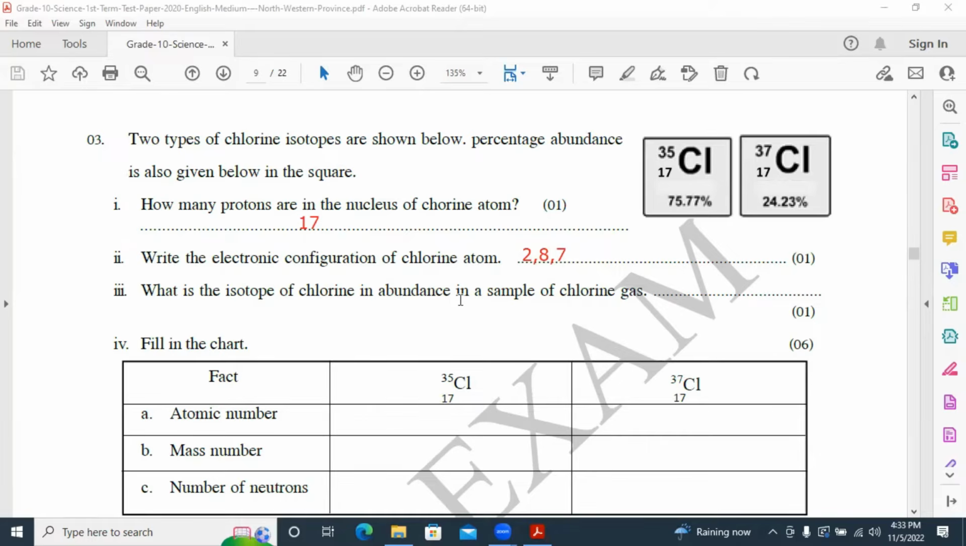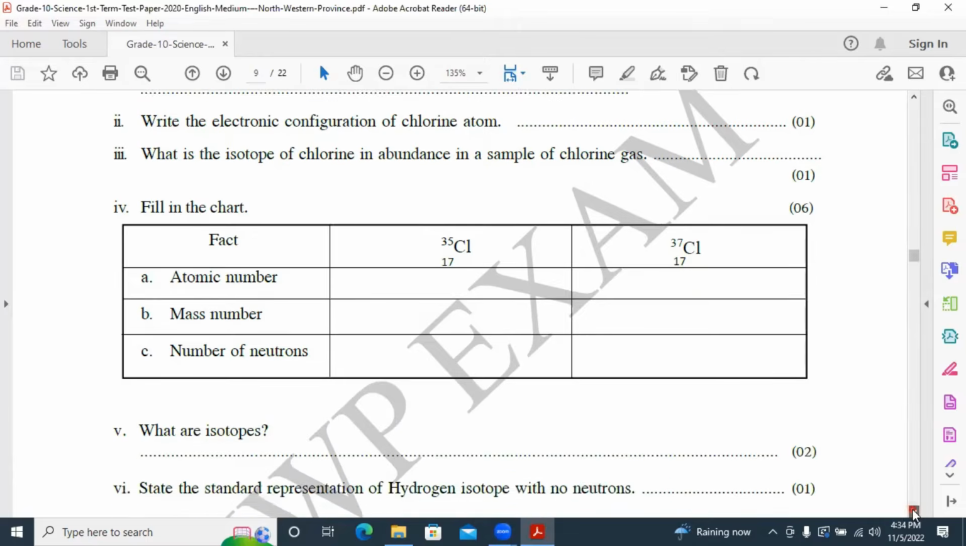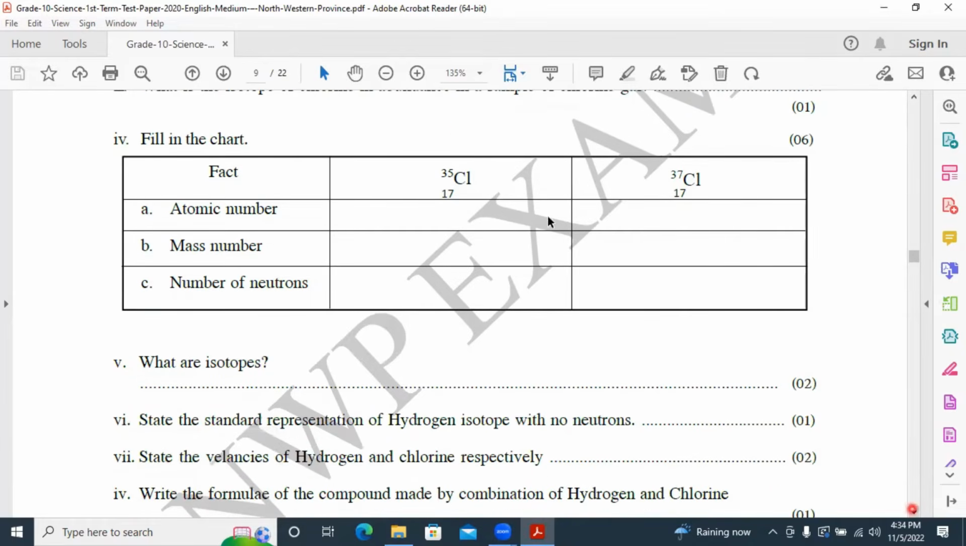What is the isotope of chlorine in abundance in the sample of chlorine gas? Answer is chlorine-35, with 75%. Chlorine-35 is the answer. Next one, fill in the chart. You have to write the atomic number, mass number and number of neutrons.